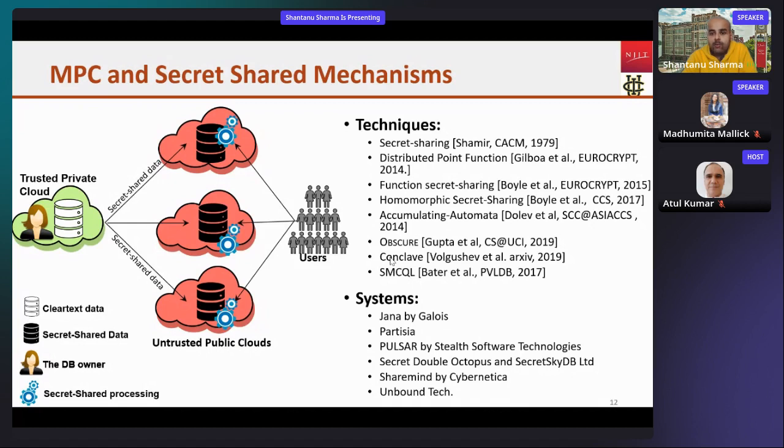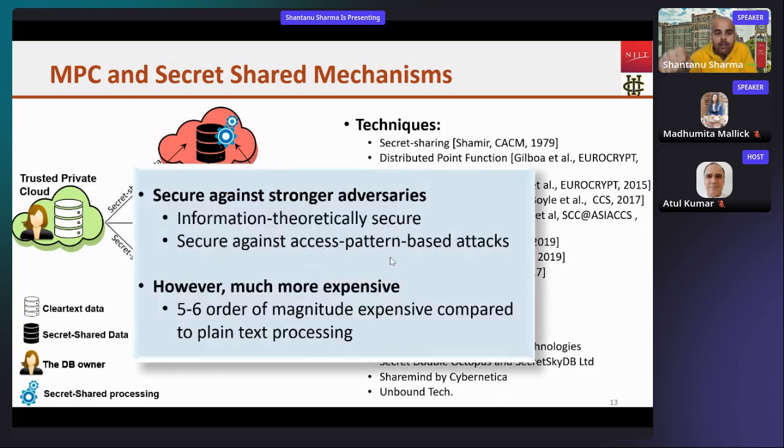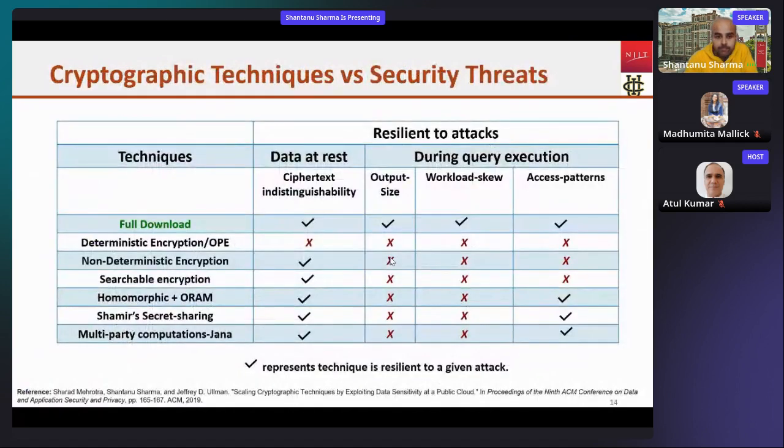On the right hand side you can see different types of recent secret sharing based techniques and systems developed by the startups. As I told you, these techniques provide security against a very powerful adversary, they are secure against quantum computers also, and such type of security is known as information theoretic security. These techniques can be made secure against access pattern, meaning the adversary cannot observe which rows are satisfying the queries. However, these techniques are not very efficient. They take much more time compared to encryption based techniques.